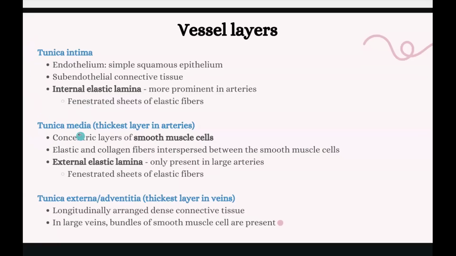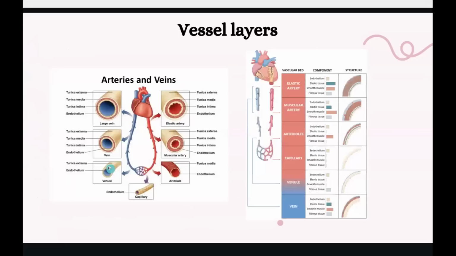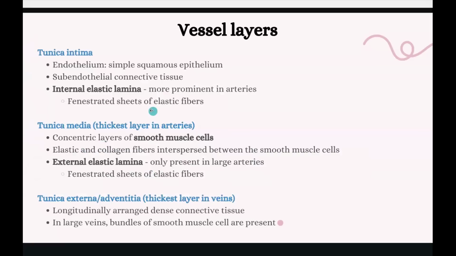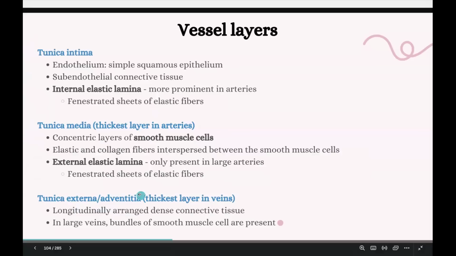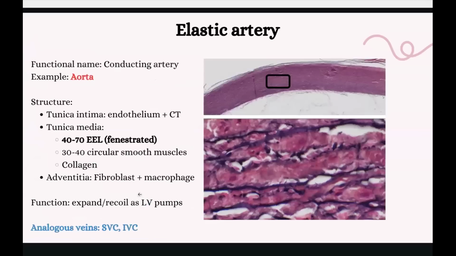And then you have the tunica media. Remember, media, M for muscles. So the tunica media, this has smooth muscle cells and elastic and collagen fibers. And we also have external elastic lamina. So in the intima, we had internal elastic lamina. In the media, we have external elastic lamina. Remember, these won't be seen in every vessel that you see, but if you see it, you know that it's in the media. And then we have the tunica externa, which is the outermost layer.